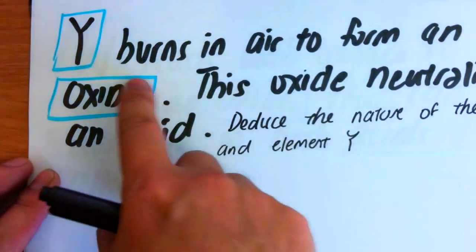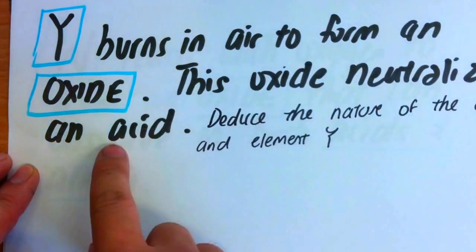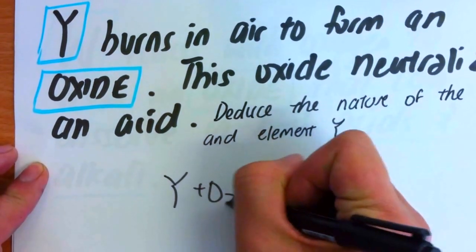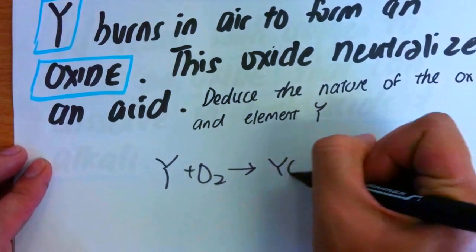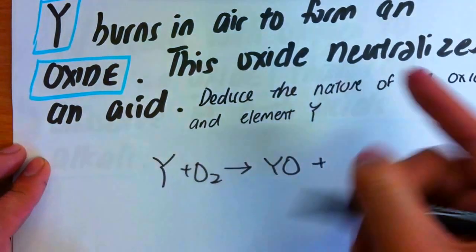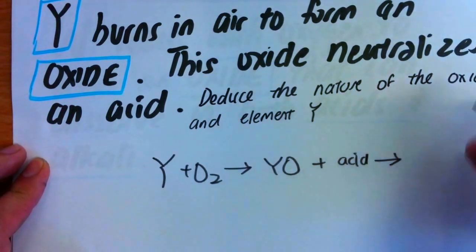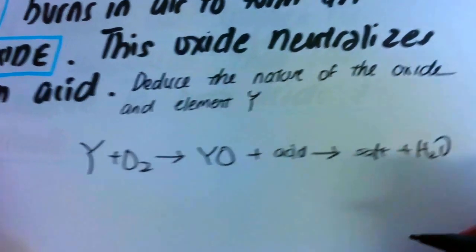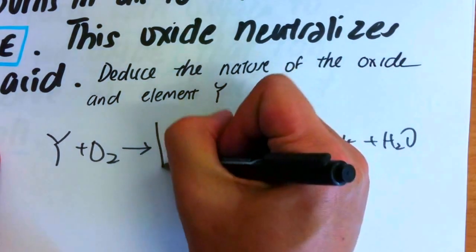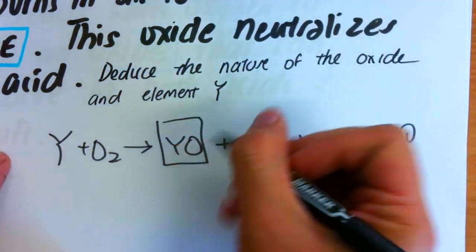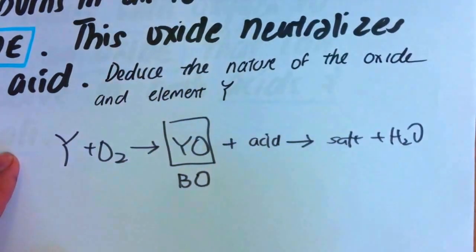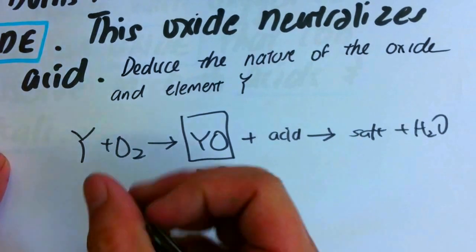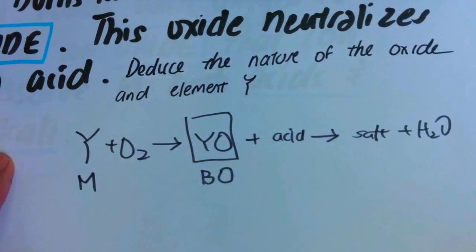Now let's try the next one. Y burns in air to form an oxide. This oxide neutralizes an acid. Keyword here is neutralizes an acid. So just write it down. Y burns in air, oxygen, to give you an oxide. And this oxide reacts with acid and neutralizes it. So when you neutralize it, you get salt plus water. That's a neutralization reaction. So what can this be? So this definitely must be a basic oxide. Okay, if this is a basic oxide, and therefore Y must be a metal.